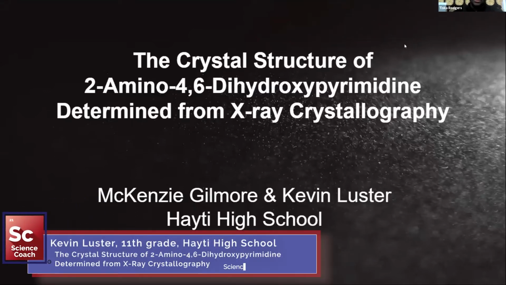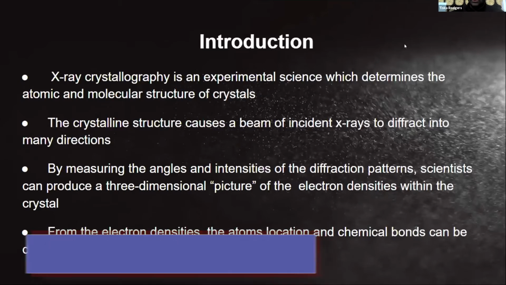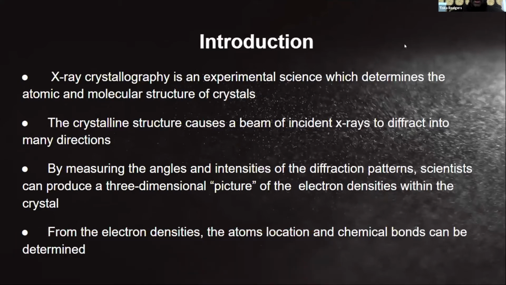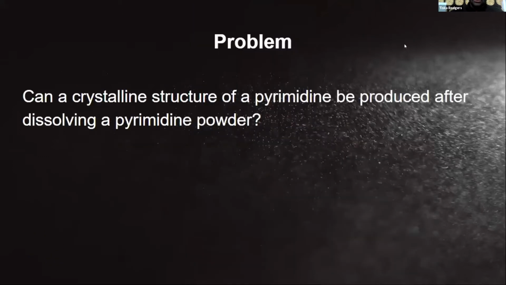I am a junior, and my project was the crystal structure of 2-amino-4,6-dihydroxypyrimidine determined from X-ray crystallography. X-ray crystallography is a science that helps us determine the structure of crystals, and after the process, you can determine the atoms' locations and the bonds that helped it form. We chose this process because the results are accurate enough for it to be used in forming many pharmaceuticals today. And this is the picture.